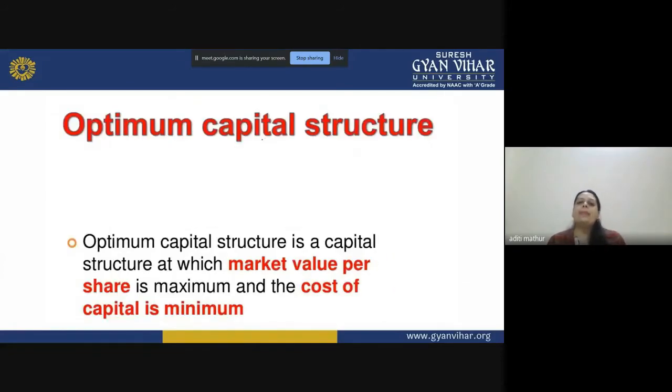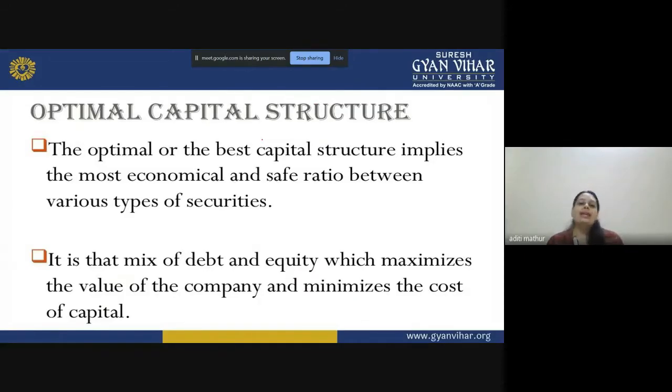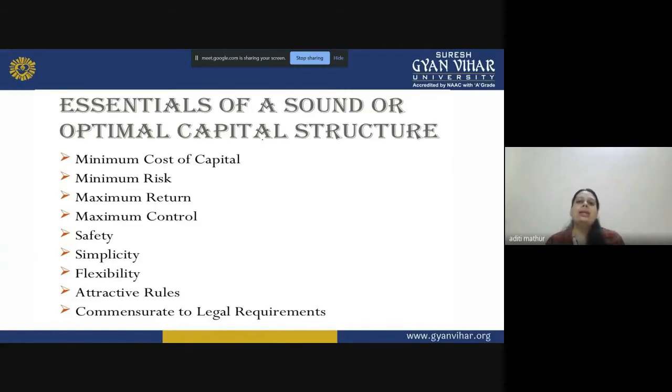We talked about the optimum capital structure or a sound capital structure. The optimum capital structure is a capital structure at which your market price per share is maximum and the cost of capital is minimum. Then we also said that it is a mixture of debt and equity which maximizes the value of a company and minimizes the cost of capital. Then we saw the basic characteristics associated with a sound or an optimal capital structure. Those characteristics or essentials are minimum cost of capital, minimum risk, maximum return, maximum control, safety, simplicity of the capital structure, flexibility of the capital structure, attractive rules, and the legal requirements.